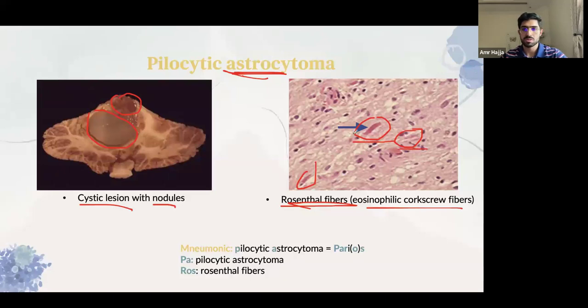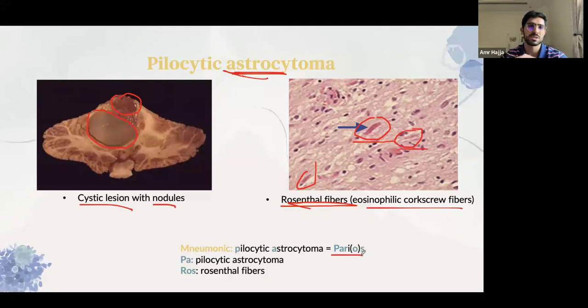You can also think about Rosenthal fibers. It's basically like a pinkish lollipop that children like, which is why pilocytic astrocytoma is found in children. Here, the mnemonic is pilocytic astrocytoma. This is the mnemonic I came up with. You can see that I'm bad with mnemonics, but I tried my best.